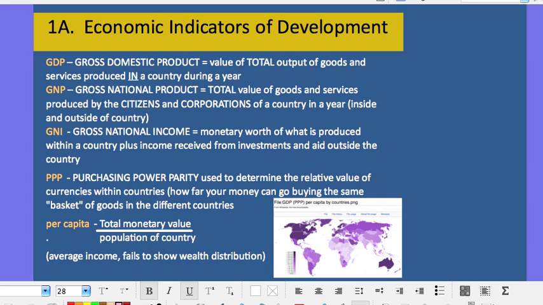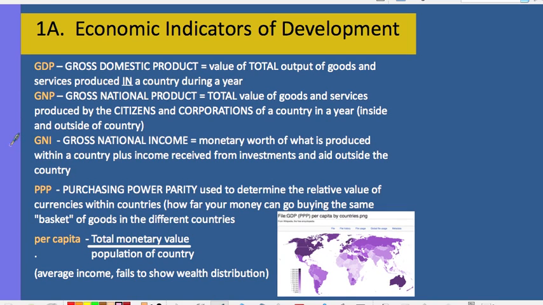All right, then gross national income right here is the monetary worth, the whole income of what is produced within a country, plus the income received from investments and aid outside the country too. Investment and aid, money that is given to the country to help it outside. So it's the total amount of money, not just what's in a country, but all the money that is earned for the country, whether it's in the country or outside the country.